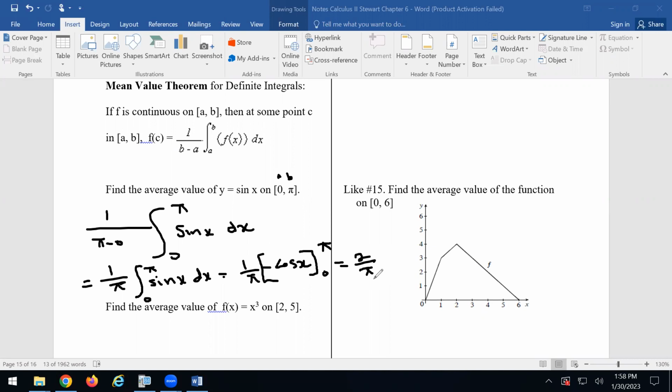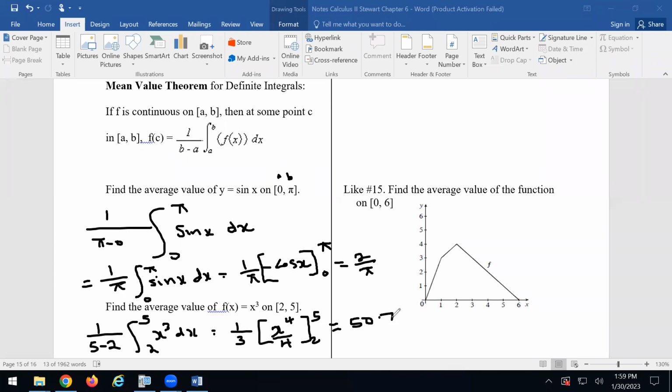Very easy. Now the next one, you're asked to find the average value of the function f of x equals x cubed on the interval from 2 to 5. So it's going to be 1 upon 5 minus 2, which is 1 upon 3, times the integral from 2 to 5 of x cubed dx. Integrating x cubed gives x to the 4th upon 4, and then you go from 2 to 5, plug those in, and you should get about 50.75 when you evaluate that.